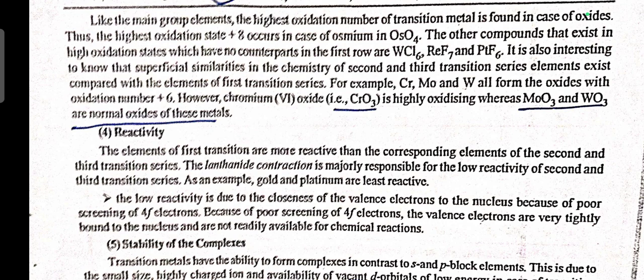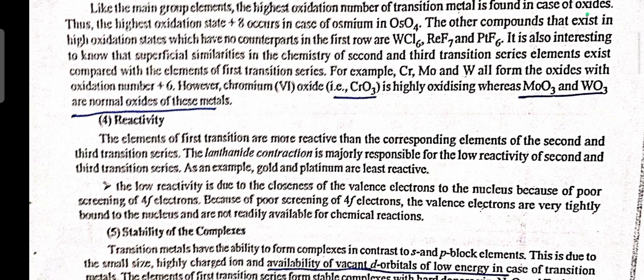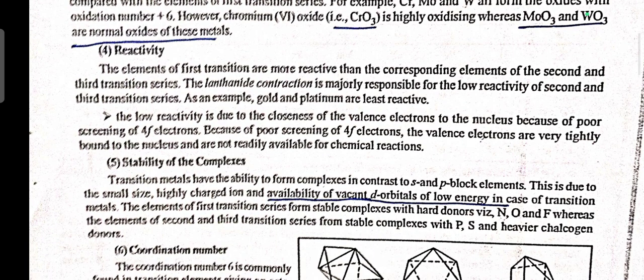For example, chromium, molybdenum, and tungsten all form oxides with oxidation number +6. However, chromium oxide CrO3 is highly oxidizing, whereas molybdenum oxides and tungsten oxides are normal oxides of these metals.